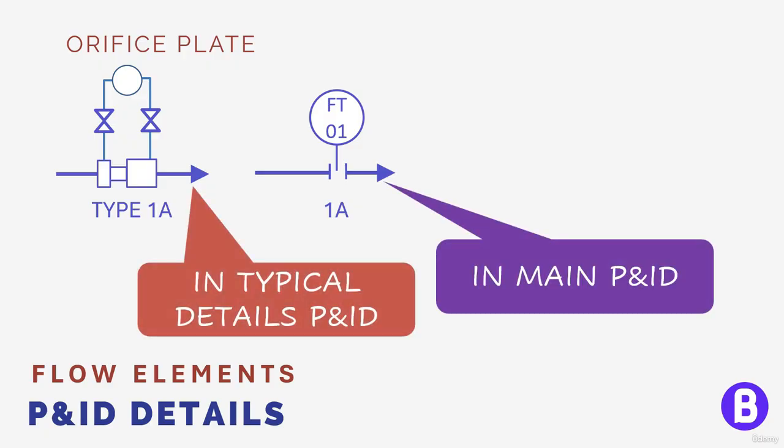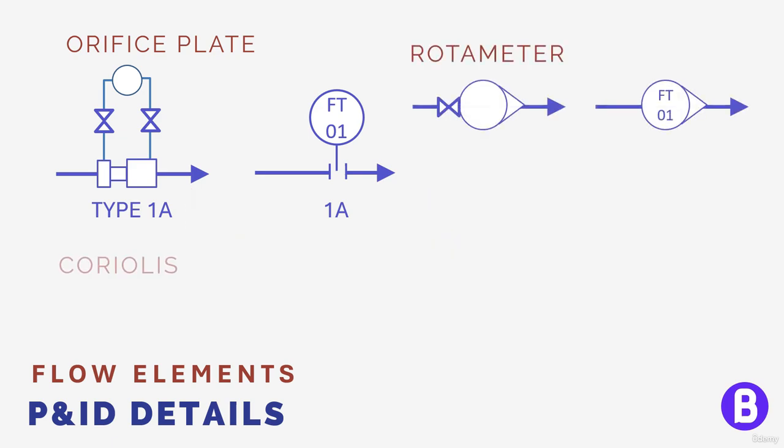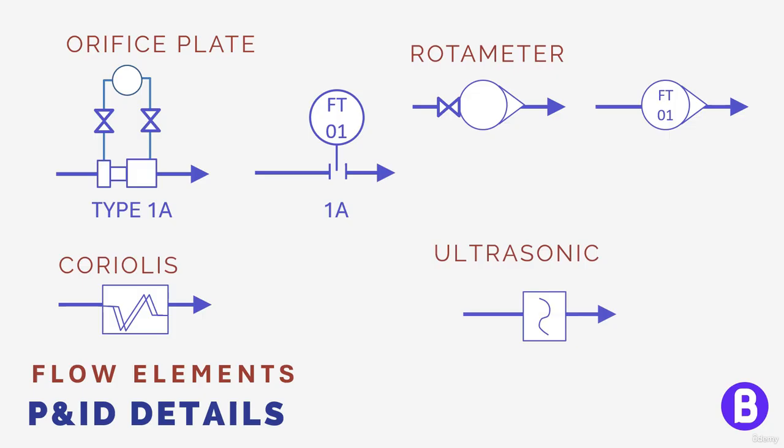And when cross-checking its type, which is 1A, with the typical details, P&ID showing the details of 1A, which should be the one on the left, we can see the valves are considered. We shall talk about typical detailed drawings in a dedicated video later. Now, there are other types of flow elements, such as rotameters, Coriolis, ultrasonic, etc.